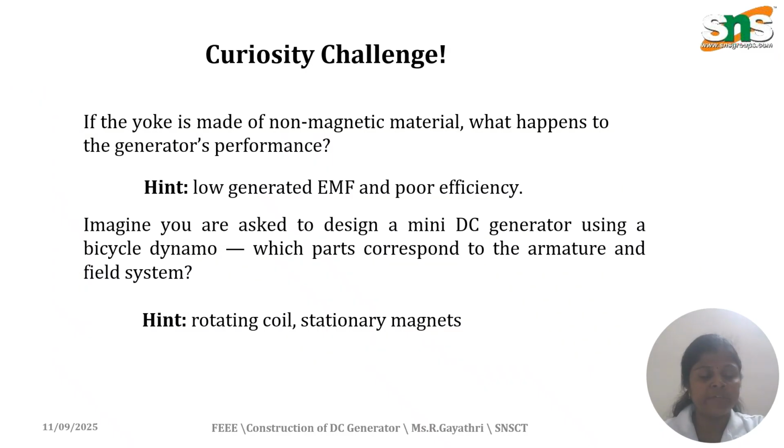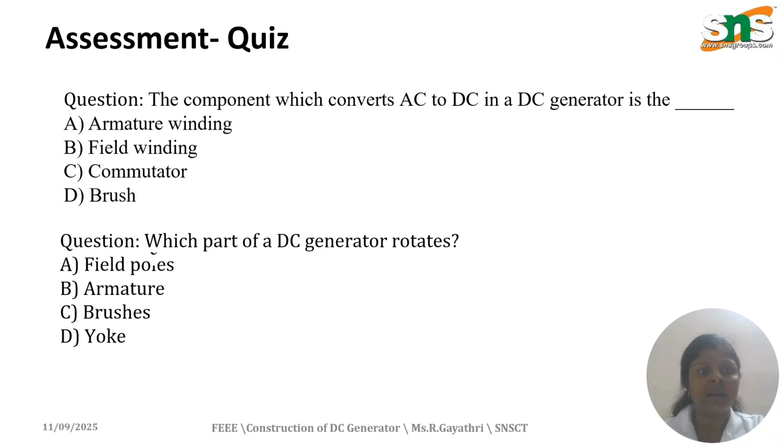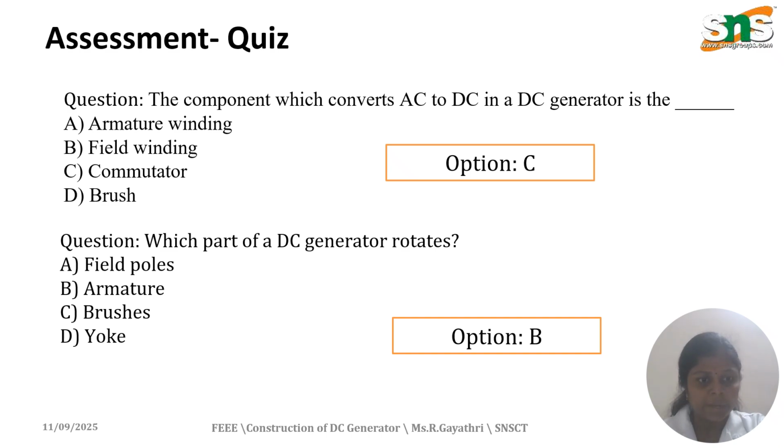Coming to the activity, which is based on think, pair and share, and assessment questions: the component which converts AC to DC in a DC generator is armature winding, field winding, or commutator brush, and the answer is the commutator. Which part of the DC generator rotates? The armature winding rotates.